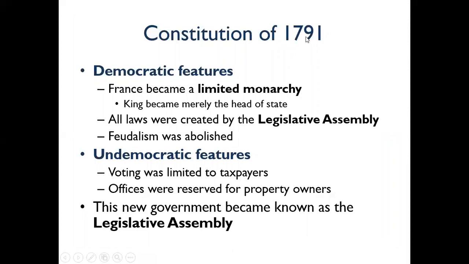Now, the Constitution of 1791, democratic features. France became a limited monarchy. The king became merely the head of state. All laws were created by the legislative assembly. Feudalism was abolished. The undemocratic features were that voting was limited to taxpayers and offices were reserved for property owners, and this new government became known as the legislative assembly. Some undemocratic features were there in the constitution, and some democratic features were also there.